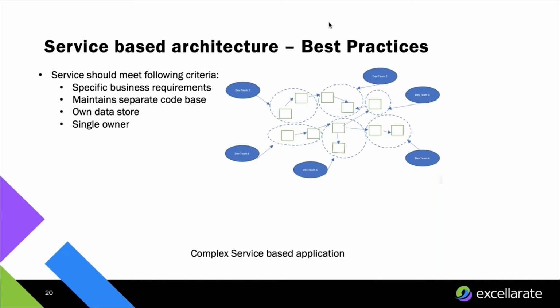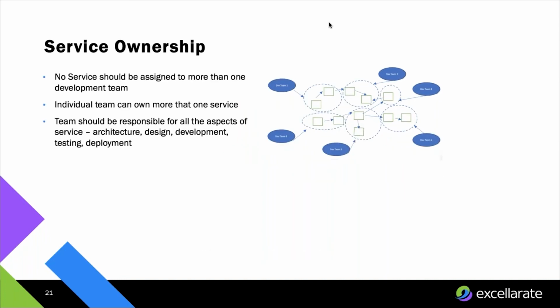A service should meet the following criteria: it should have specific business requirements, maintain a separate code base, have its own data store, and have a single owner. These are the main important considerations when we go with a microservice or service-based architecture. Regarding ownership, no service should be assigned to more than one team. Individual teams can own more than one service, and the team should be responsible for all aspects of the service, from architecture, design, development, to testing. Everything should be taken care of by the team responsible for the service.